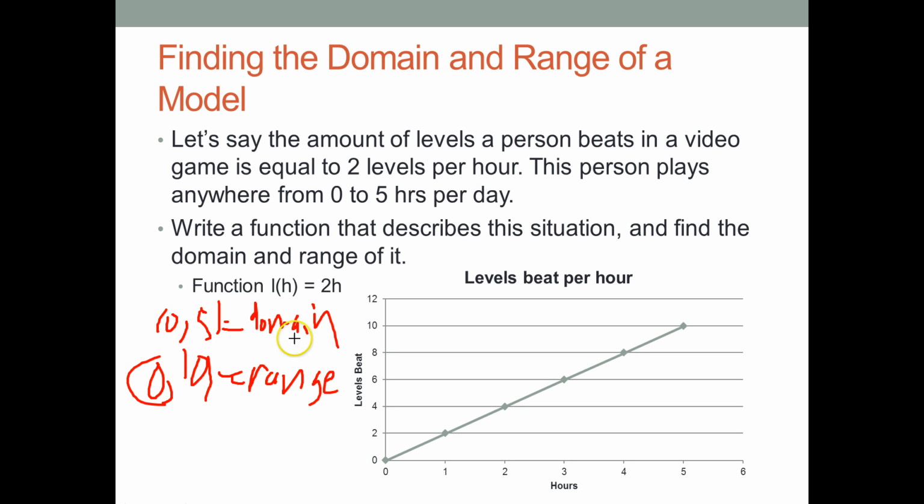So notice how the domain is the set of all possible x values. x cannot equal 6 because the person does not play 6 hours of video games per day. And the range is 0 to 10 because this is how many levels he can beat in up to 5 hours. That's it for this video.